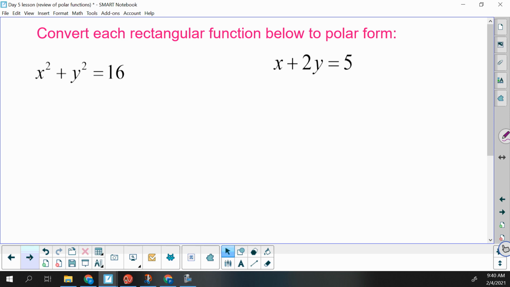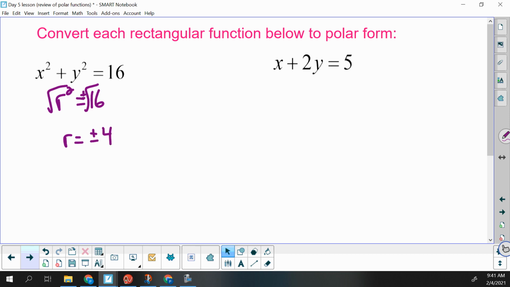So if you have x squared plus y squared equals 16, we know x squared plus y squared equals r squared. So we would say r squared equals 16. And when you have your equation in polar form, you really usually want r by itself. So if we take the square root, we could say r is equal to plus or minus 4.